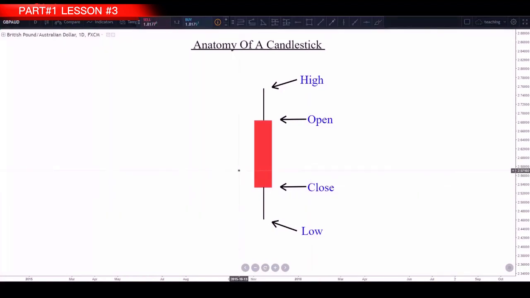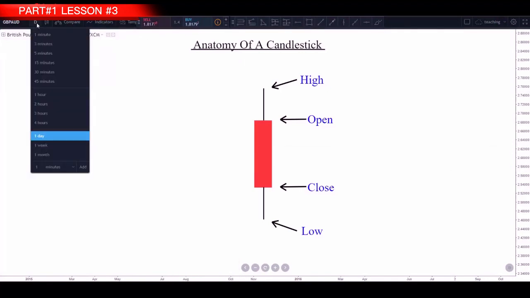Well, every one of these candlesticks is going to represent a certain period of time. If we go up here on our TradingView platform, you can see that we have 1 minute, 3 minute, 5 minute, all the way down to 1 hour, 4 hour, 1 day, all the way down to 1 month that we can look at. And considering we're on 1 day, each candlestick is going to represent 24 hours of price action.